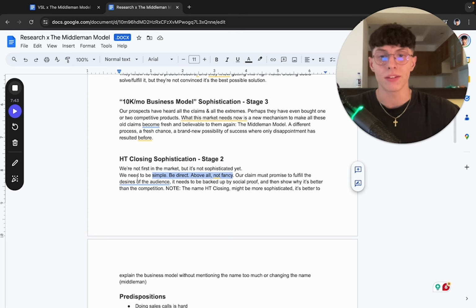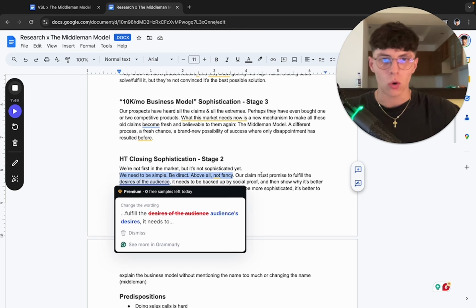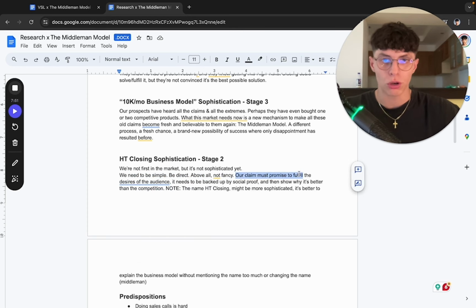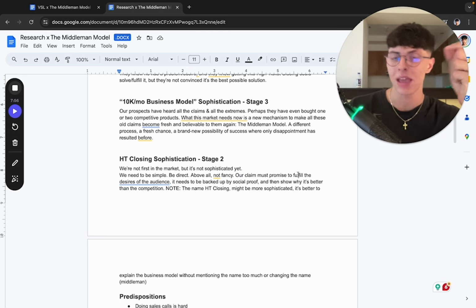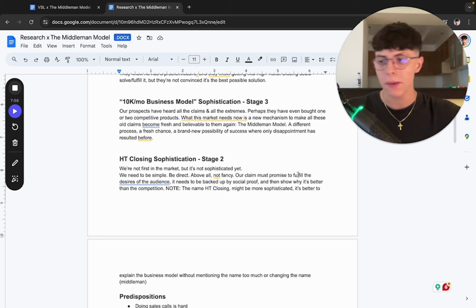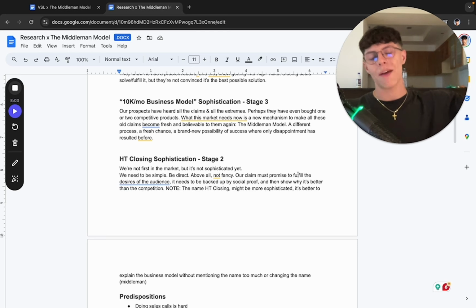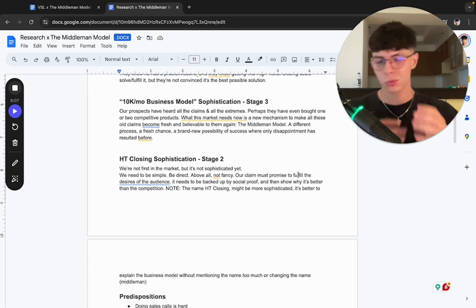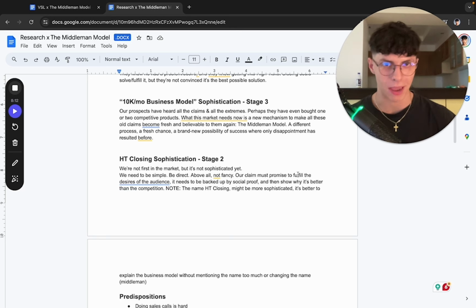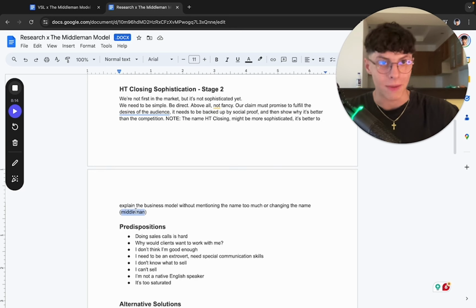People still believe in the business model. People still understand that high ticket closing works, okay? So we just need to be clear and straight to the point. The only thing is that the word high ticket closing is a bit sophisticated because it's been around for ages. So when people hear high ticket closing, they're like, oh, that again, so I'm not gonna even listen to it. But they know that it works. We just need to wrap the high ticket closing word with a different wrapping paper. So that's why we call it middleman, or being a middleman.